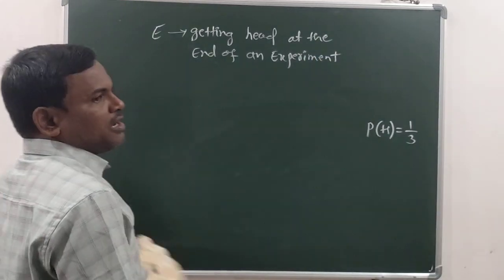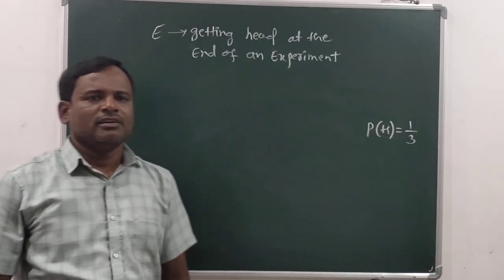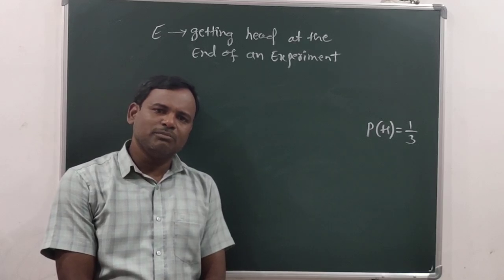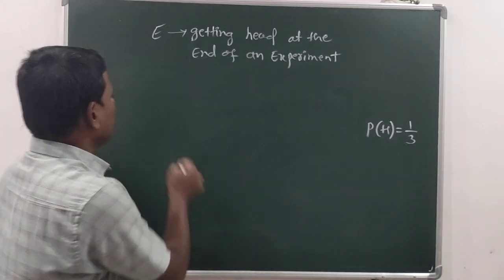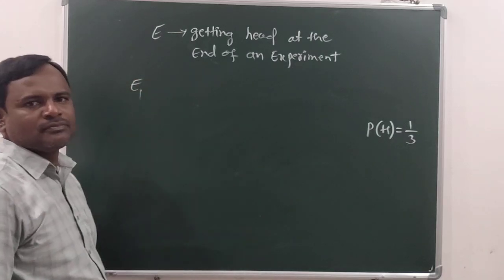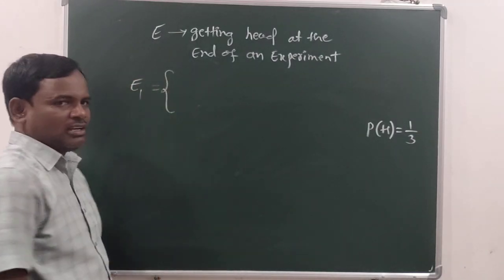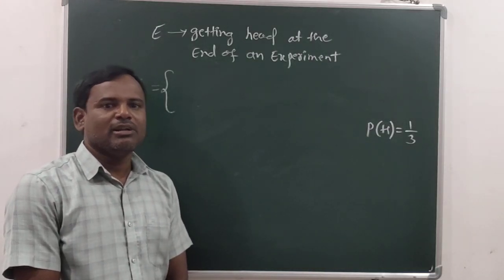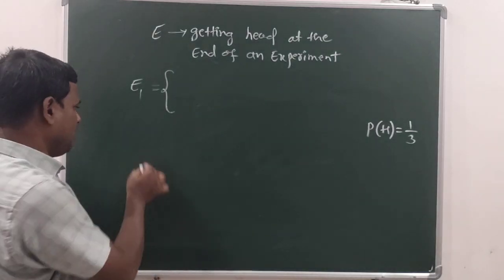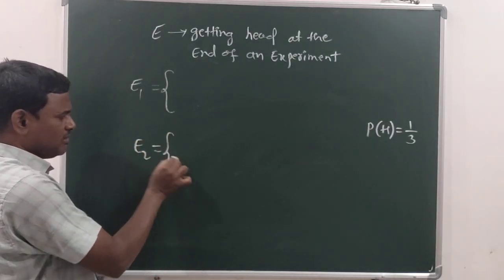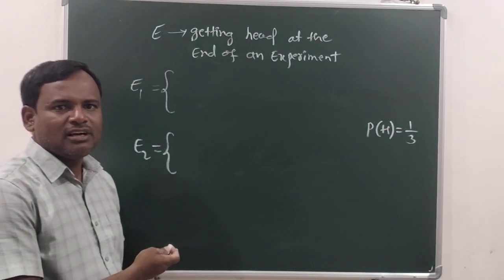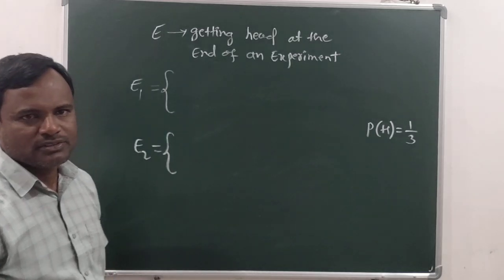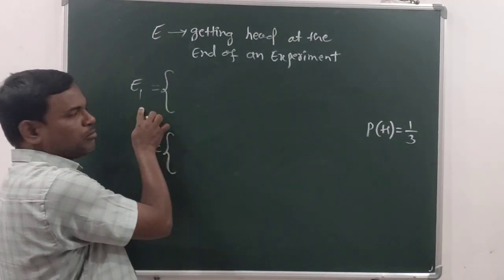Yes. Next, see, that coin we may throw twice or thrice or 4 times or more than that, no? So first I would like to consider E1 is a set which contains set of outcomes thrown even number of times, and E2 be one more set which contains outcomes of that random experiment when we throw odd number of times.